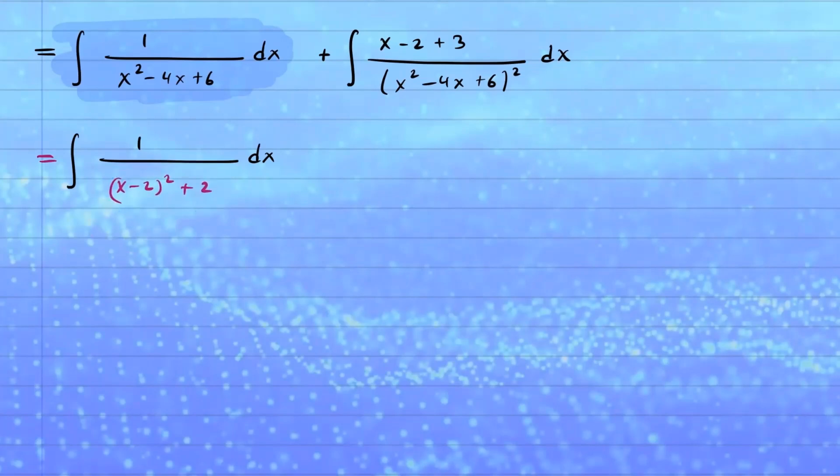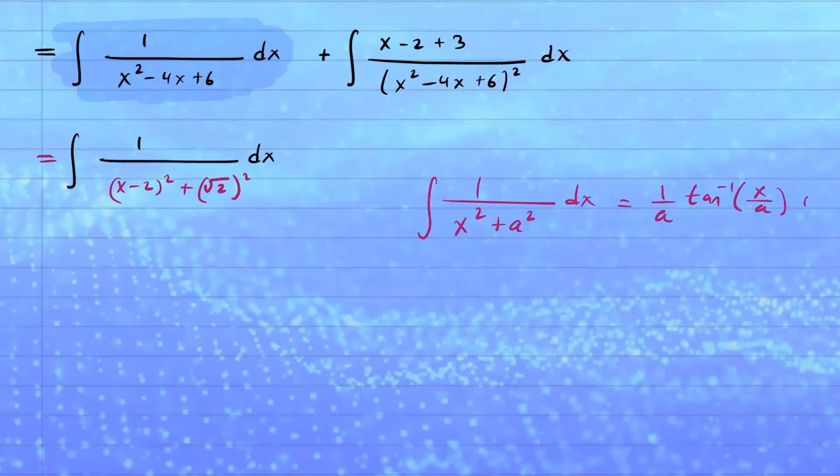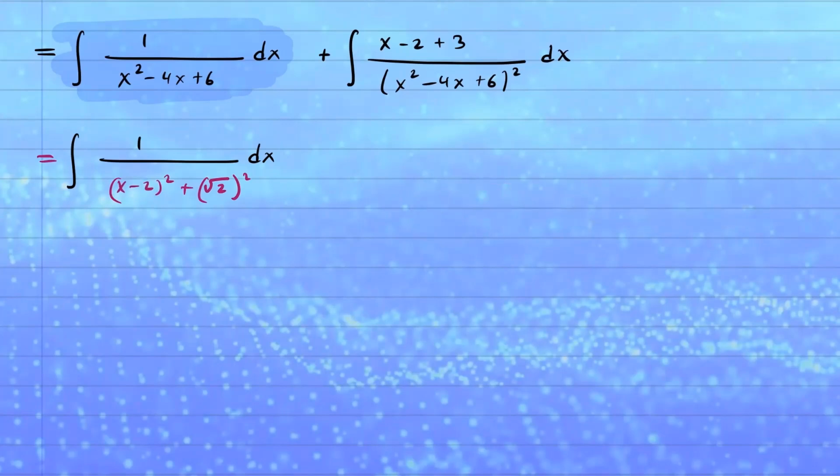Now, if you remember, this integral is actually arctangent. In other words, I can rewrite 2 as the square root of 2 squared. So it is in the form of the integral of 1 over x squared plus a squared. And this integral is 1 over a times arctangent, or tangent inverse, of x over a, plus c. So that's what this integral is, where x is really our x minus 2 and a is our square root of 2.